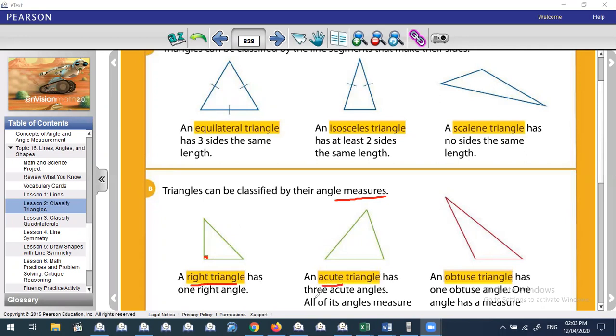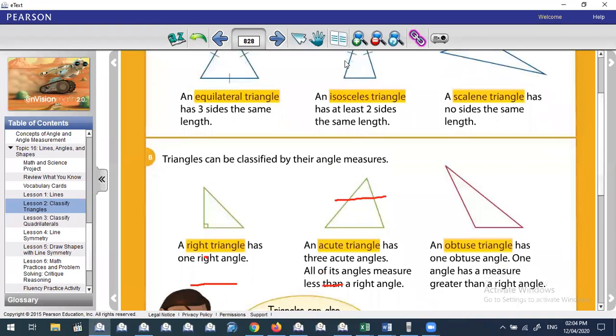An acute triangle has 3 acute angles. Acute angles have a measure less than 90 degrees, less than the right angle. And the right angle is 90 degrees.